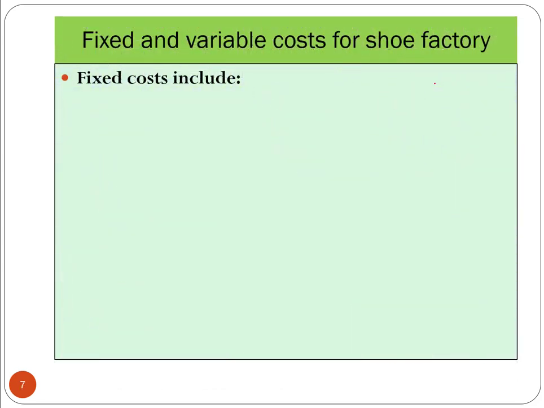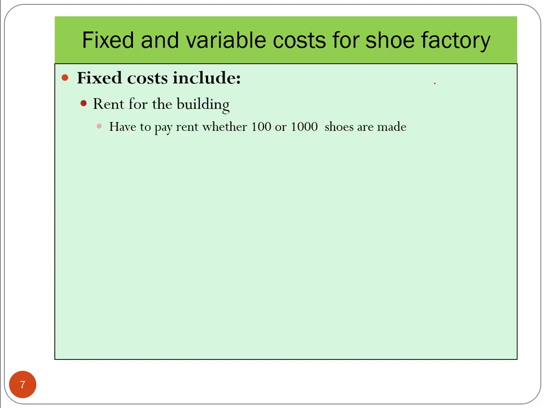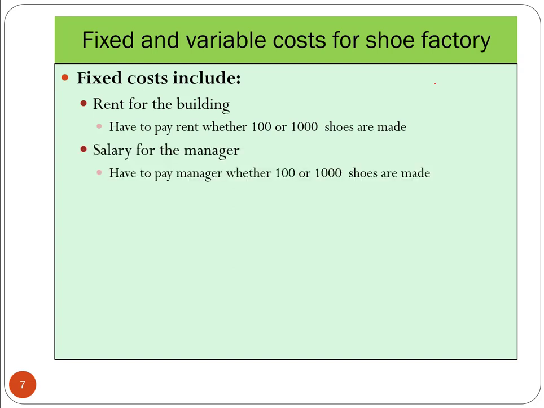Okay, so let's think about this in practical terms. What would a fixed and variable cost do? Let's imagine we have a shoe factory. What might the fixed costs be? Well, one thing is you've got this shoe factory and you don't own it, you rent it from somebody, and so you pay rent for this building. And whether you sell 100 pairs of shoes or 1,000 pairs of shoes or 10,000 pairs of shoes, you've still got to pay the rent. Your rent doesn't depend upon how many shoes you sell, so that would be a fixed cost.